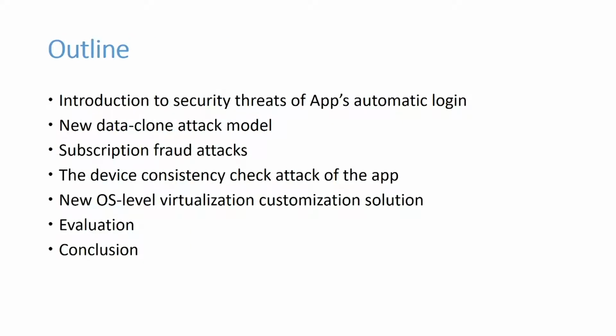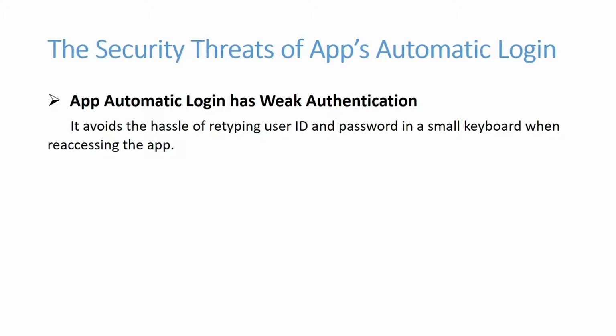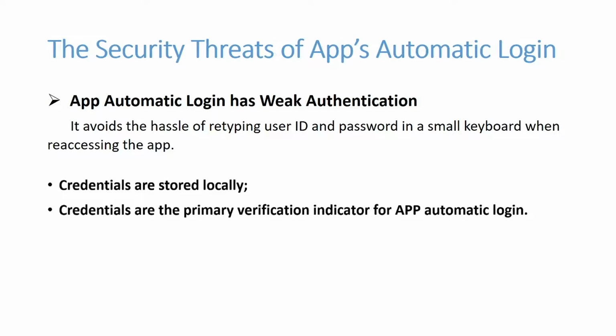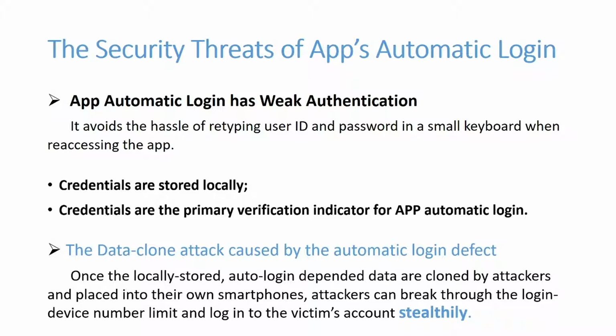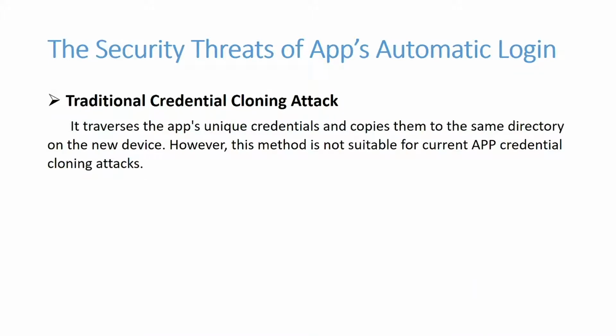This is my outline. First, we will discuss app automatic login defects. Although the app's automatic login brings convenience to users, it has 2 flaws. First, credentials are stored locally. Second, credentials are the primary verification indicator for app automatic login. As a result, attackers can break through the login device number limit and log into the victim's account stealthily.